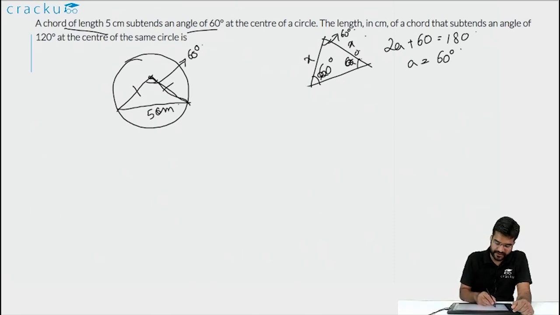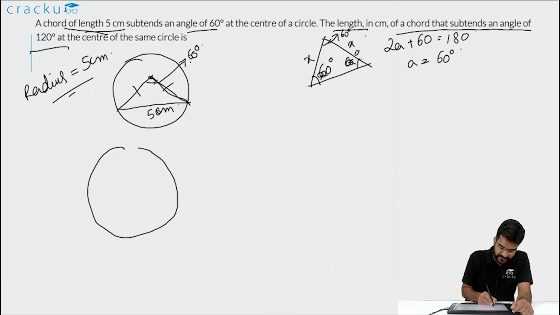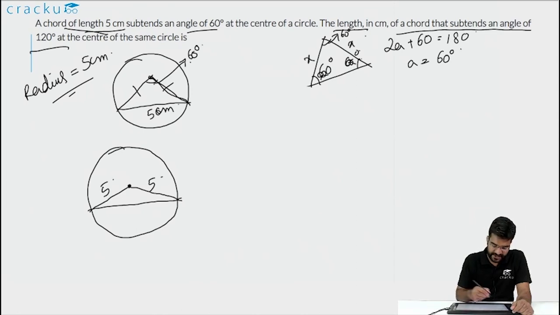So in this case also, because it is given that the length of the chord is 5 centimeters and it subtends an angle of 60 degrees, this will be an equilateral triangle, and the radius of the circle is equal to 5 centimeters. Now the length in centimeters of a chord that subtends an angle of 120 degrees at the center of the same circle is. So we are required to find out the length of another chord, but this one subtends an angle of 120 degrees at the center. So as we have discussed earlier, the radius of the circle is 5 centimeters, and this chord subtends 120 degrees at the center. So let us assume that the length of this chord is equal to x.